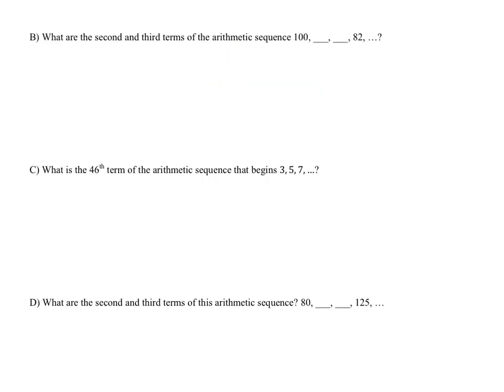B, I'm looking for my second and third term. If it's already telling you it's arithmetic, that means you're adding the same thing each time. So I'm adding d here, I'm adding d here, I'm adding d here. So I can set up a little equation because I know that 82 should be equal to 100 plus, I have 1, 2, 3 d's. I know for sure that should work. And now this is just an algebra question. So subtract the 100, you get negative 18 is equal to 3d. Sorry, that should be a plus because you're adding each time.